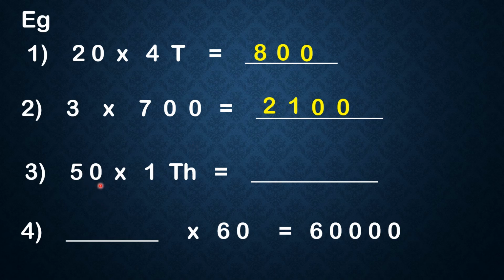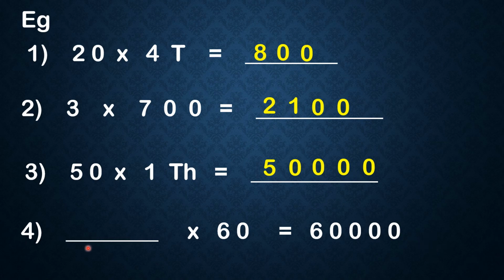Next, 50 multiplied by 1000. Okay, so let's begin. So I say 5 ones are 5. Now this 0 of 50 I place over here. Now 1000, we go to 1000. 1000 has 3 zeros. So here I put the 3 zeros. So my answer is 50,000. I hope children you have understood. We multiply the number first and then we look at the zeros. The last one, dash multiplied by 60 is 60,000. That means the answer is given.